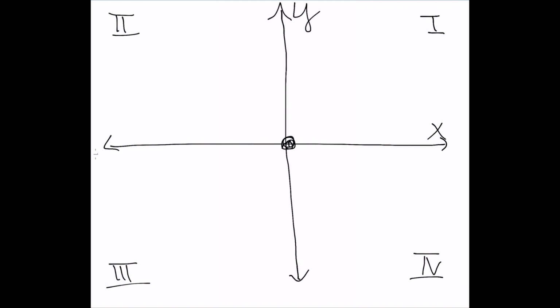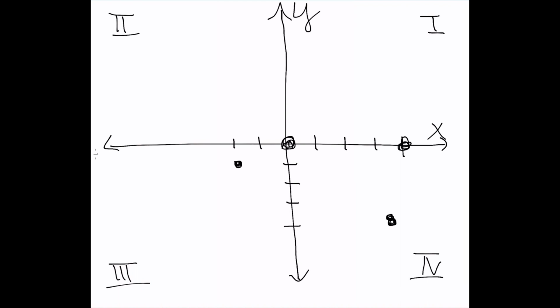So let's say I want to do the point (3, -4). So I would go right 3 and down 4. That's a point in quadrant 4. If I want to do (-2, -1), -2 means left 2, down 1. That's in quadrant 3. (4, 0) would mean go to the right 4 and up 0.